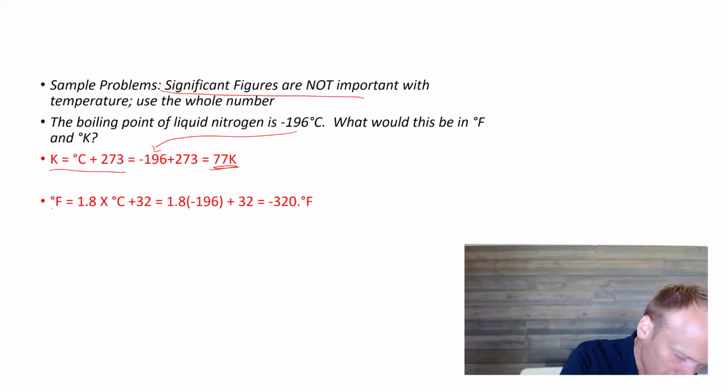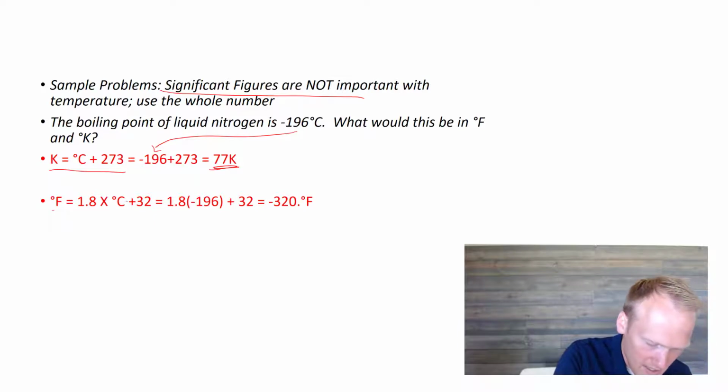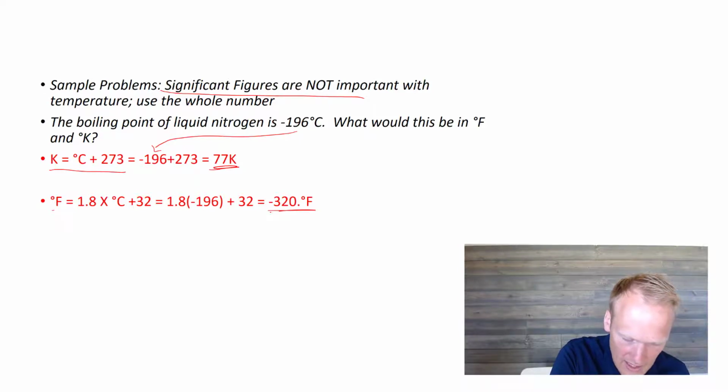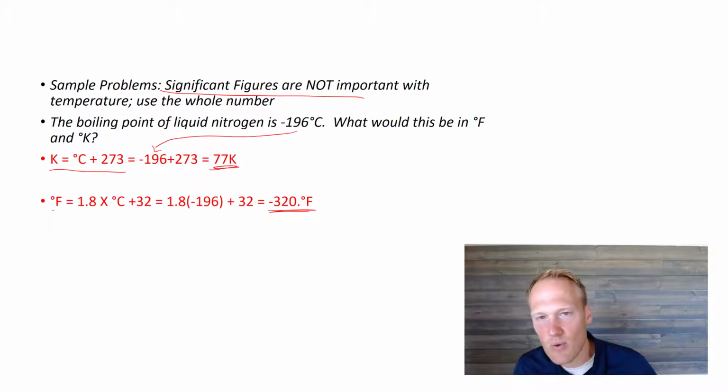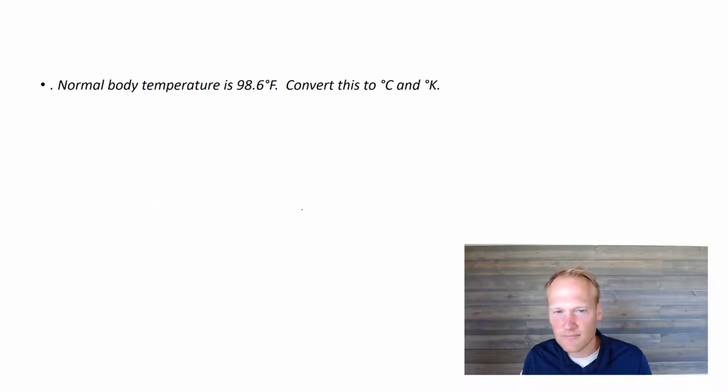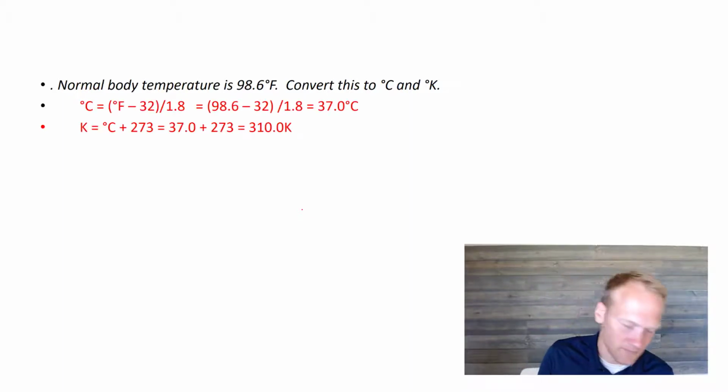And then to go to Fahrenheit, Fahrenheit is 1.8 times the Celsius temperature plus 32. So we take 1.8, we'd times by -196, we'd add 32, and we'd get -320 Fahrenheit. So as long as you can read the equation and plug the numbers in correctly, you should be good to go. Here's body temp at 98.6 degrees Fahrenheit, and it wants us to convert it to Celsius and Kelvin.